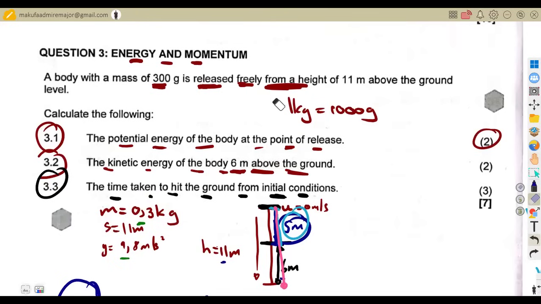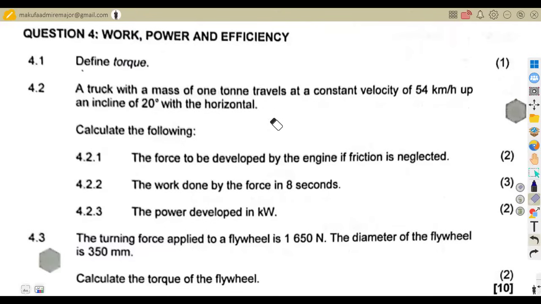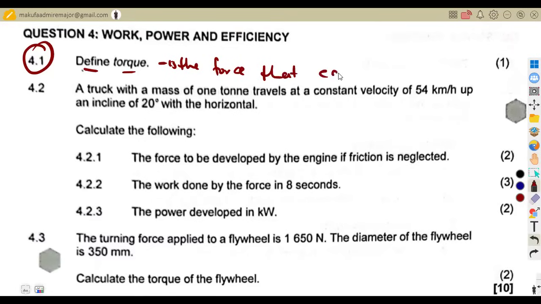Let's check another question, which was on question 4. That was work, power, and efficiency. All right, 4.1, define torque there. So we know that the torque is the force that causes a rotation. It is the force that causes a rotation around a turning point. So that was the idea there. 1 mark for that, okay? Not going to waste much time there.